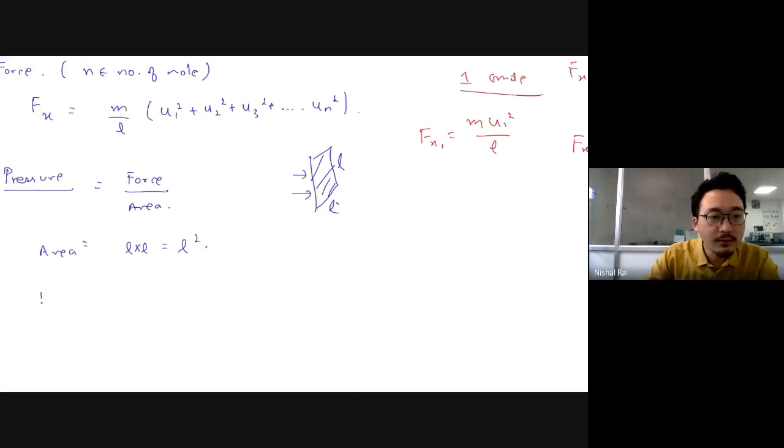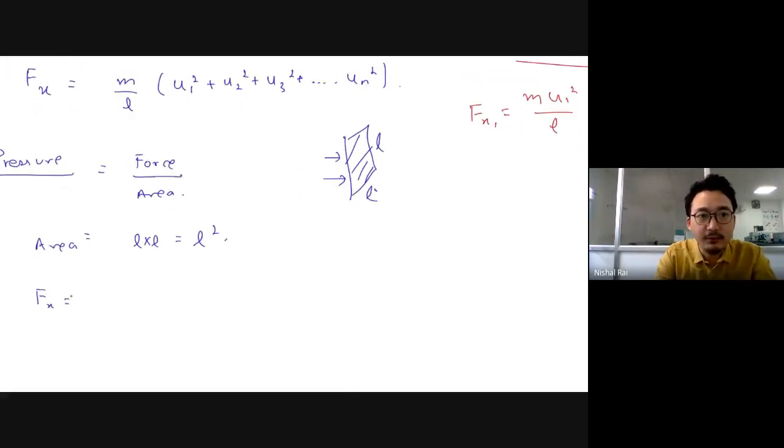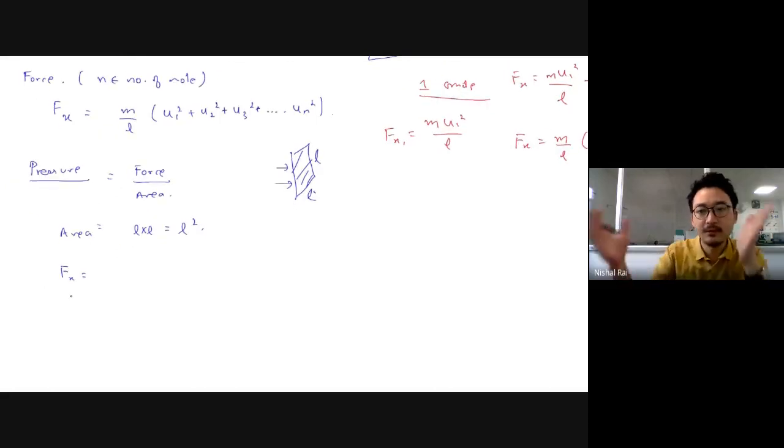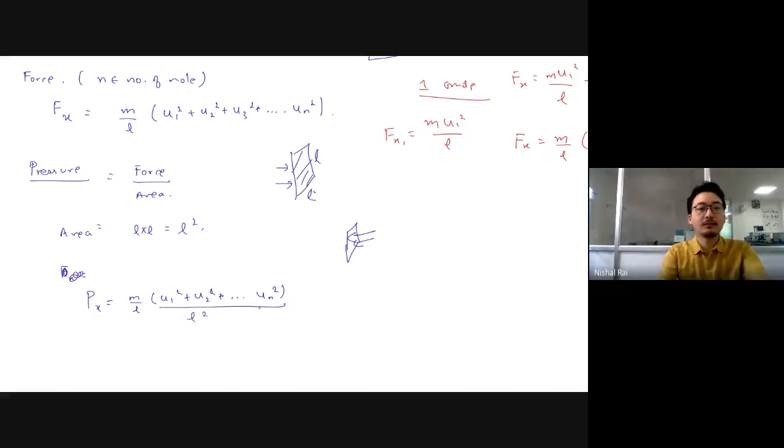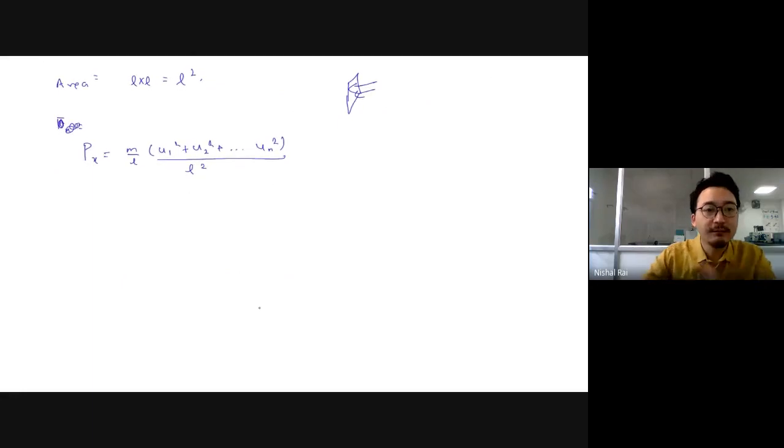Your force on the right side of the wall, or the left, will be the same, because these are only the x component of the force. Similarly, if you consider the left side of the wall, the molecules will be hitting in exactly the same manner. Clear? So your pressure on x will be given by m by L, u1 square plus u2 square plus so on up to un square, divided by L square. So your total pressure produced on either the left or right side of the wall is m by L cube into the sum of the squares of the velocity components.